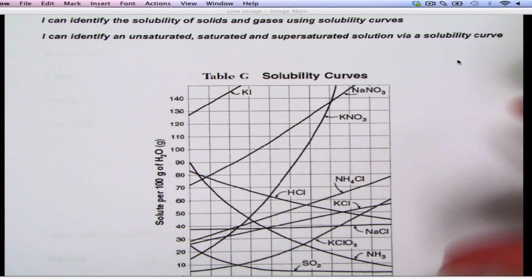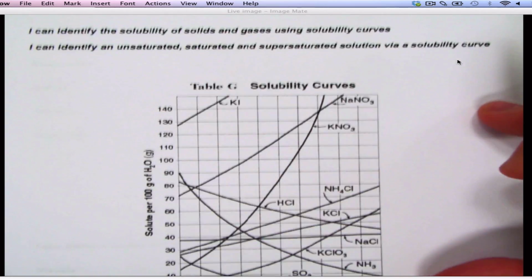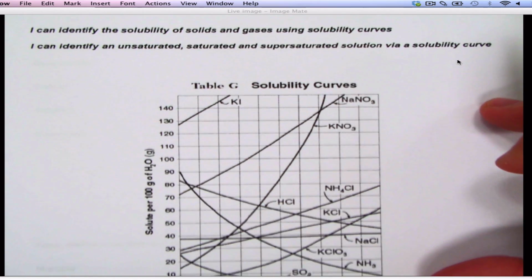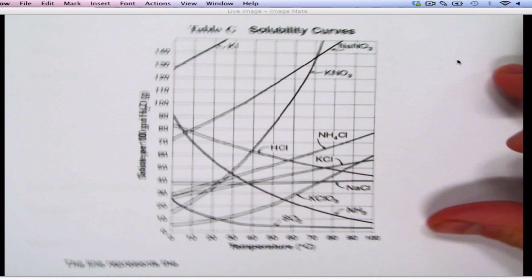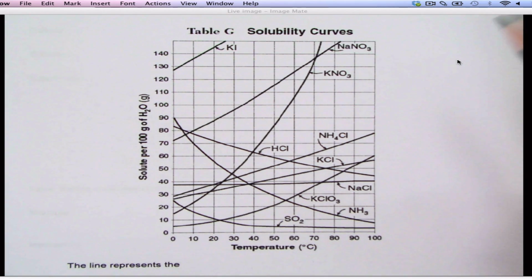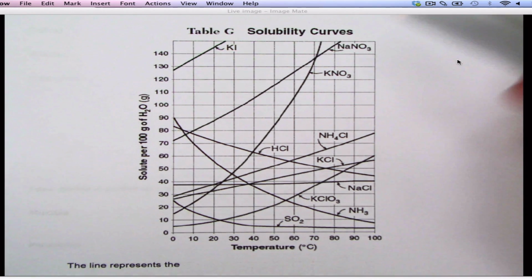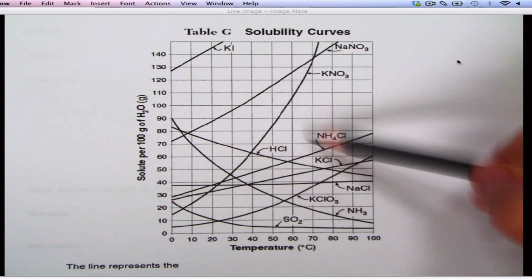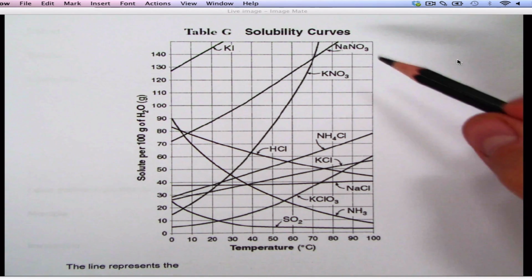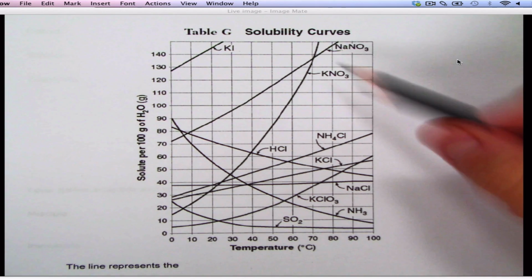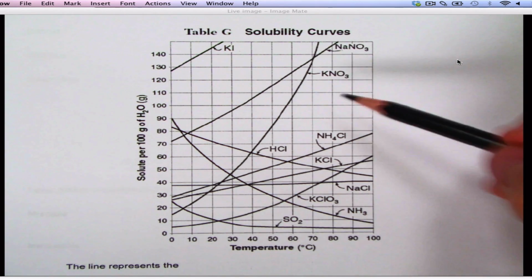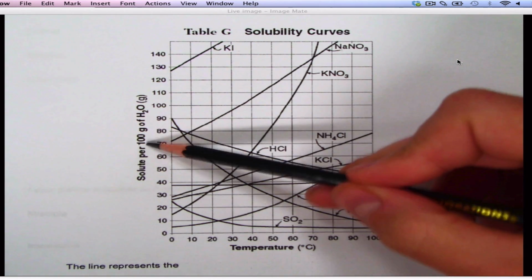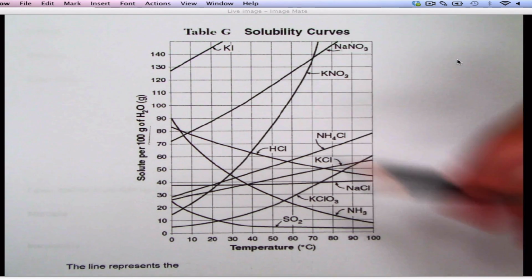More on solutions. Now we're getting into actually looking at solubility curves. Okay, solubility curves. This is an example of a solubility curve. It looks very busy, lots of things going on. But what it's telling you is lots of different things. It's telling you there are different compounds here. Each line represents a different compound, and that line is called the saturation line. In other words, that's the maximum you can dissolve in 100 grams of water at a given temperature.